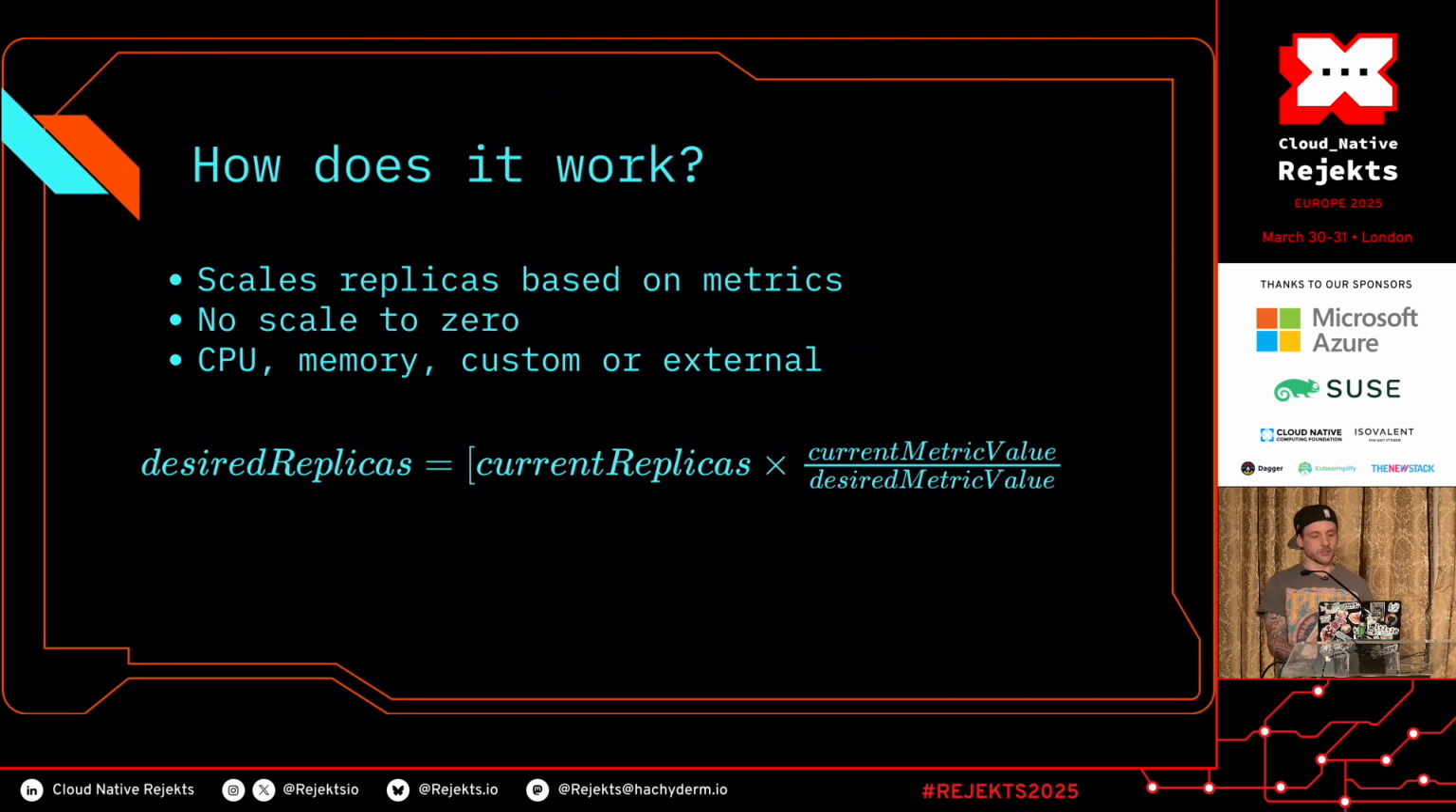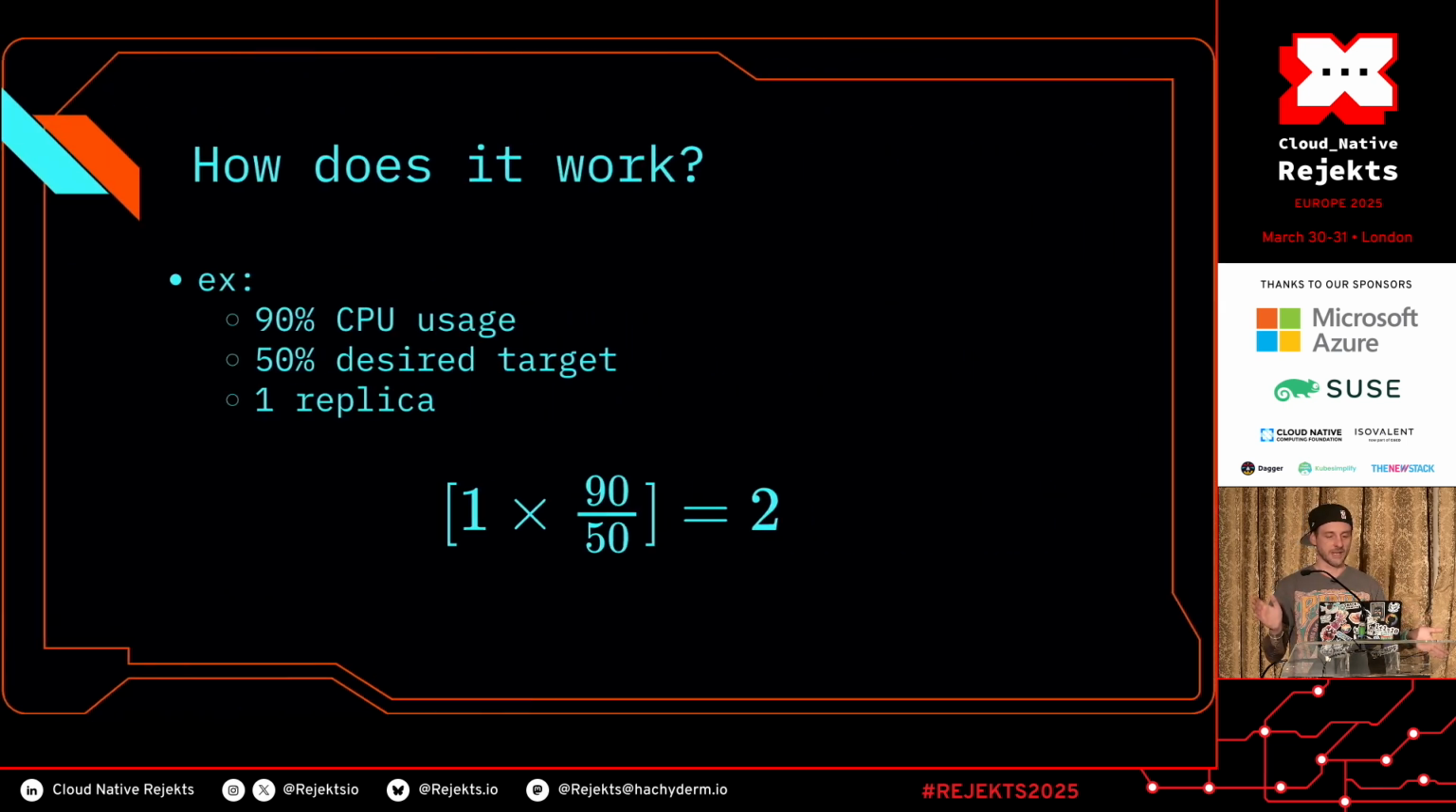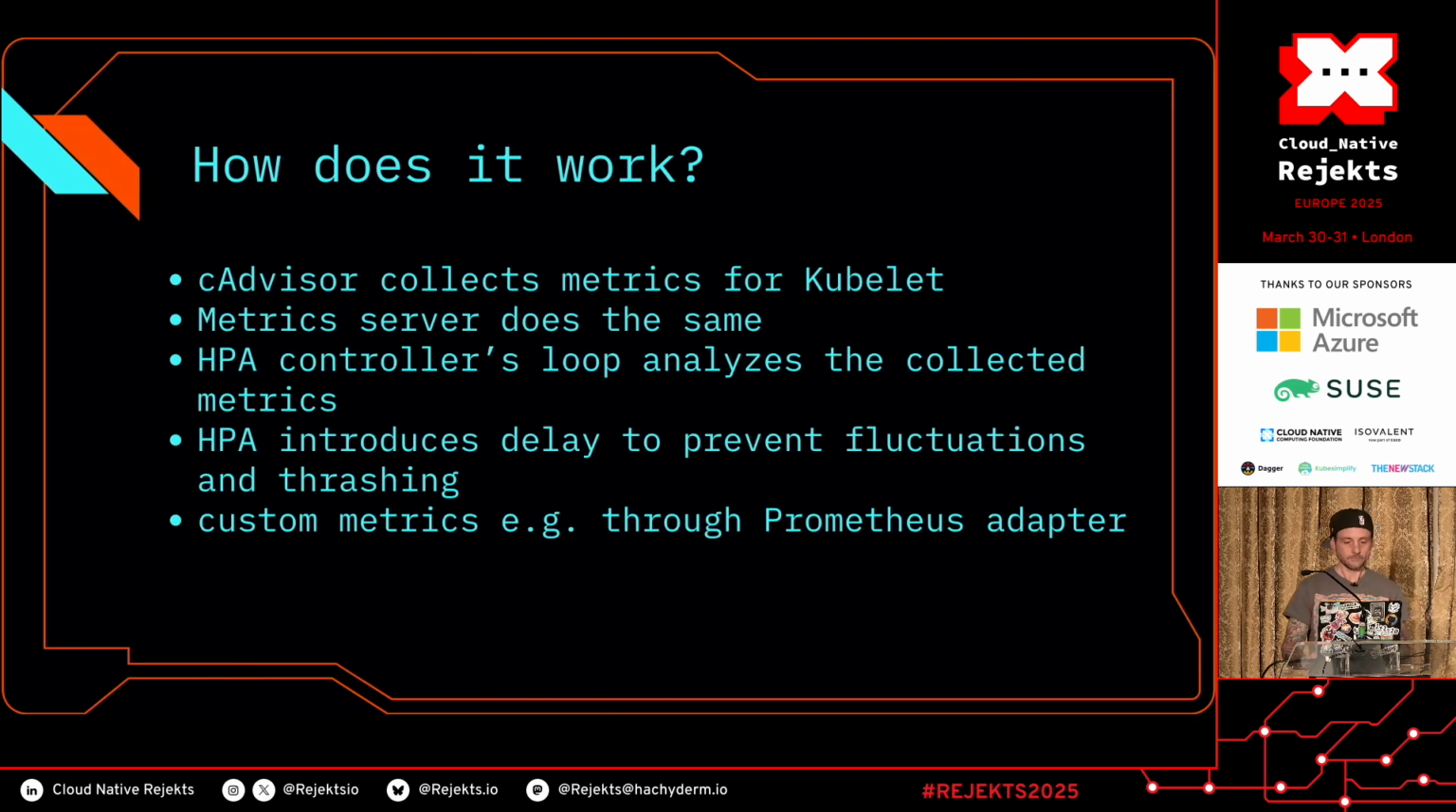How does it work? The number of desired replicas is the number of current replicas times the current metric value divided by the desired metric value. Here I have an example. If you currently have 90% CPU use from your request, a 50% desired target, and one replica, it's 1 times 90 divided by 50. The ceiling of that is 2, so it's going to move to 2 replicas, right? So it's a constant formula.